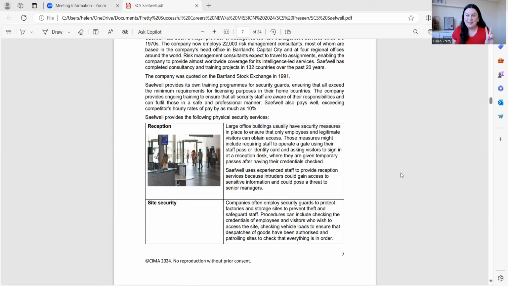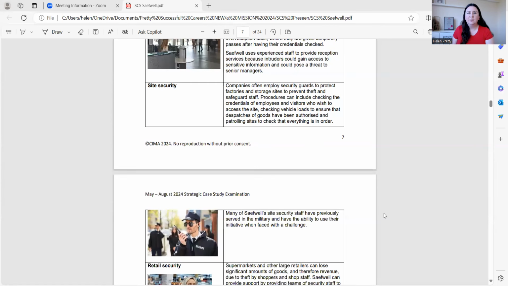Our security service number two is site security. Companies often employ security guards to protect factories and storage sites to prevent theft and safeguard staff. Procedures can include checking the credentials of employees and visitors who wish to access the site, checking vehicle loads to ensure that dispatches of goods have been authorised, and patrolling sites to check that everything is in order. Many of Saefwell's site security staff have previously served in the military and have the ability to use their initiative when faced with a challenge. That's site security, number two.